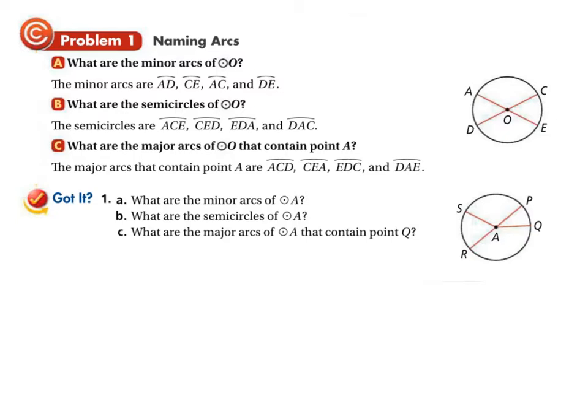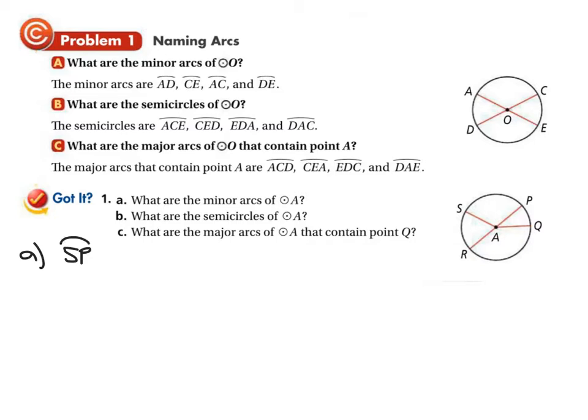Okay, what are the minor arcs of circle A? And notice what they do, just like a segment, they put the letters on. I'm going to write here for A. I'm going to make a list of them. I'm going to say SP, and notice I'm putting an arc like that on top. That's how you describe that as an arc, okay? Okay. What else do we got?